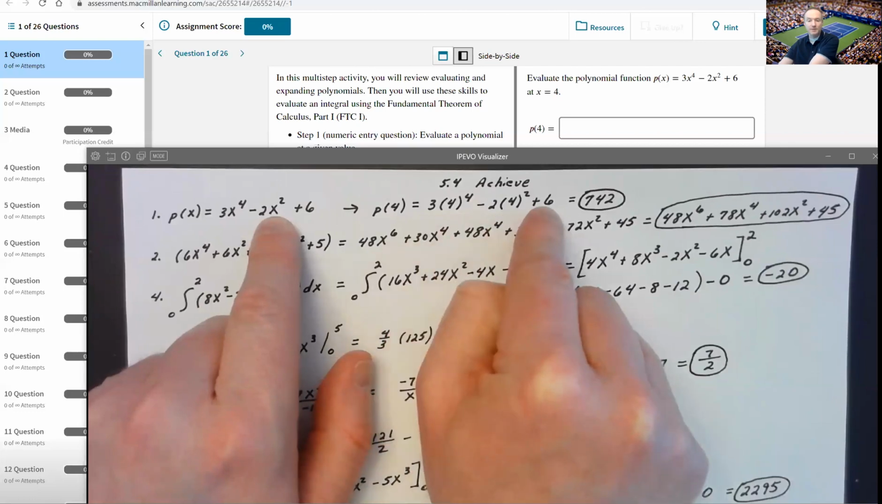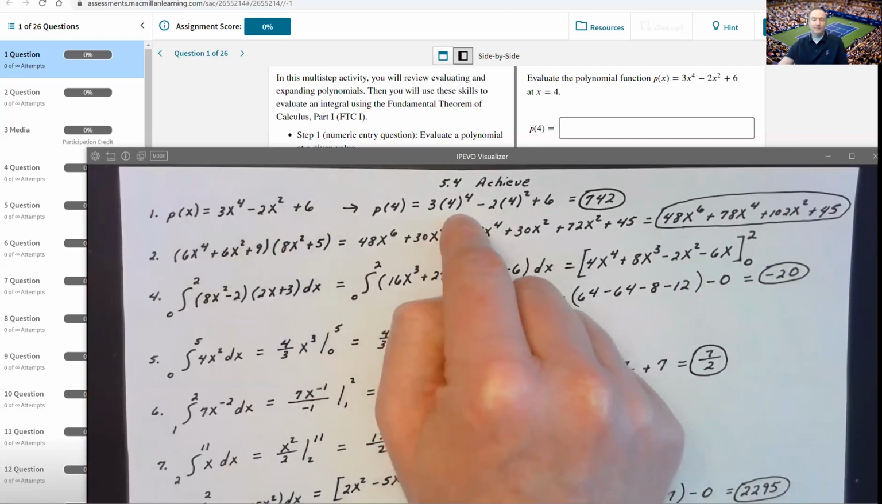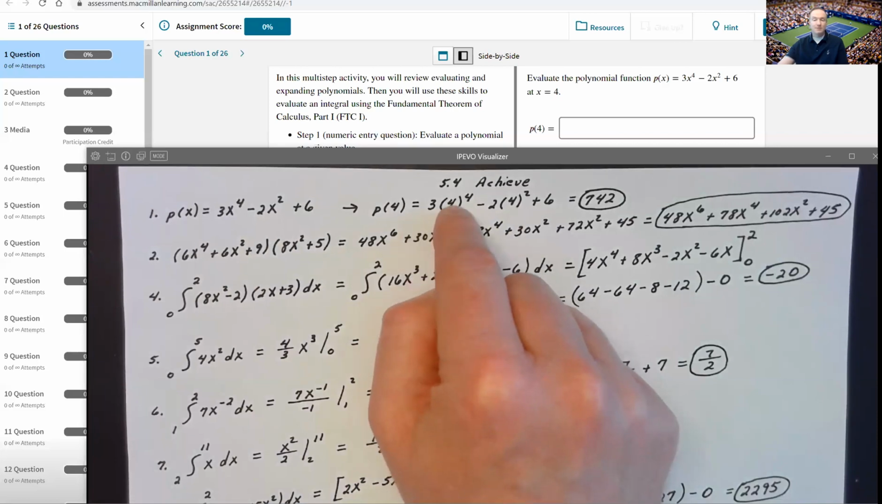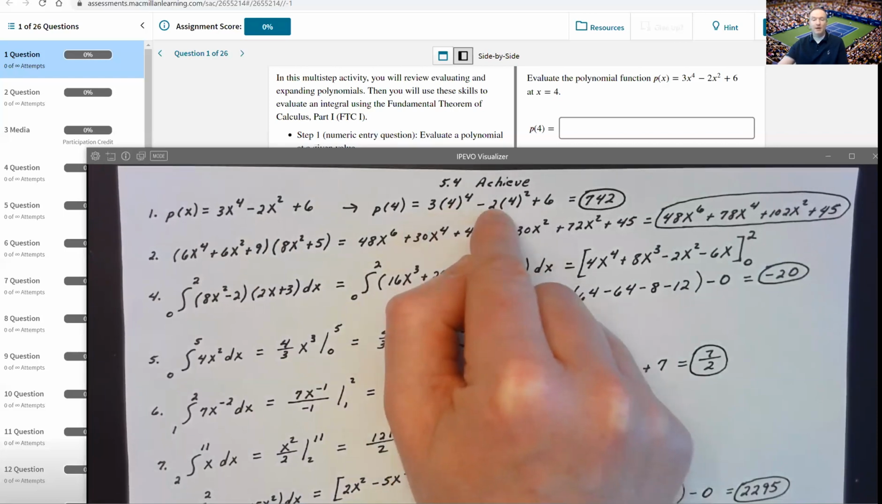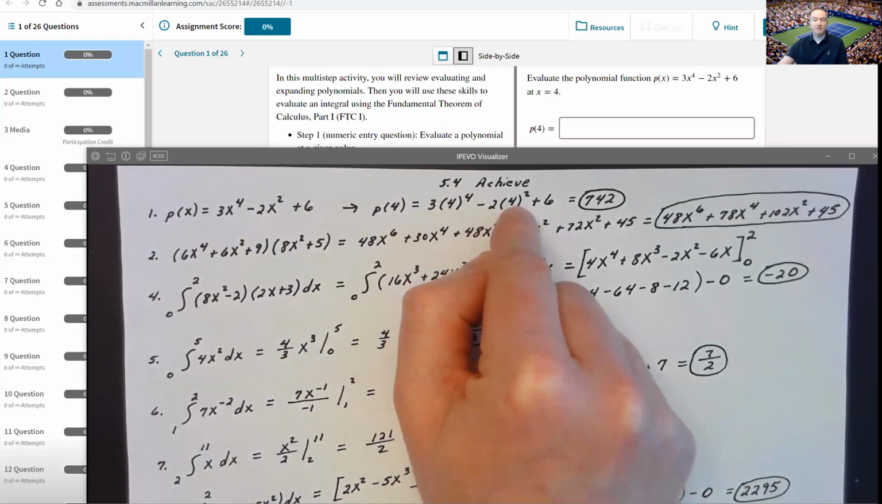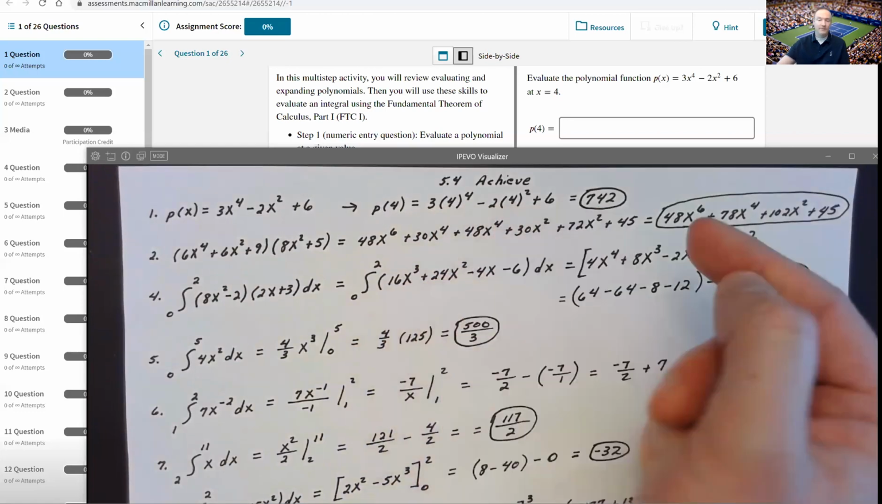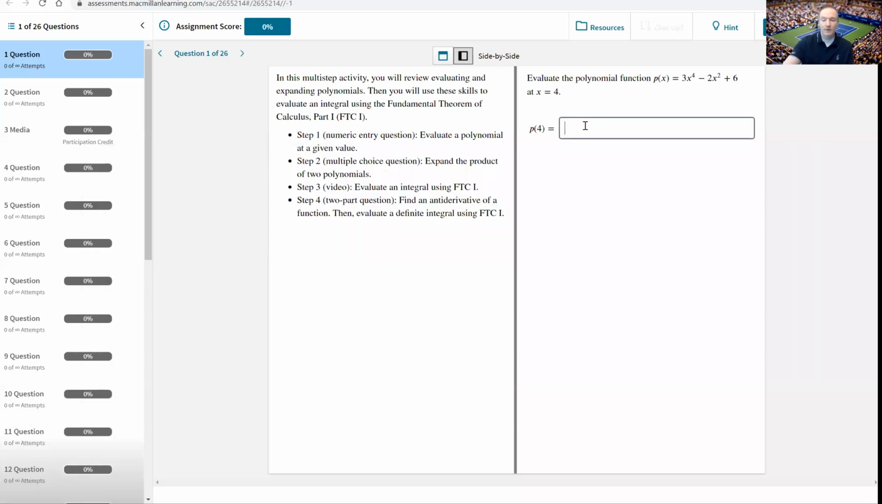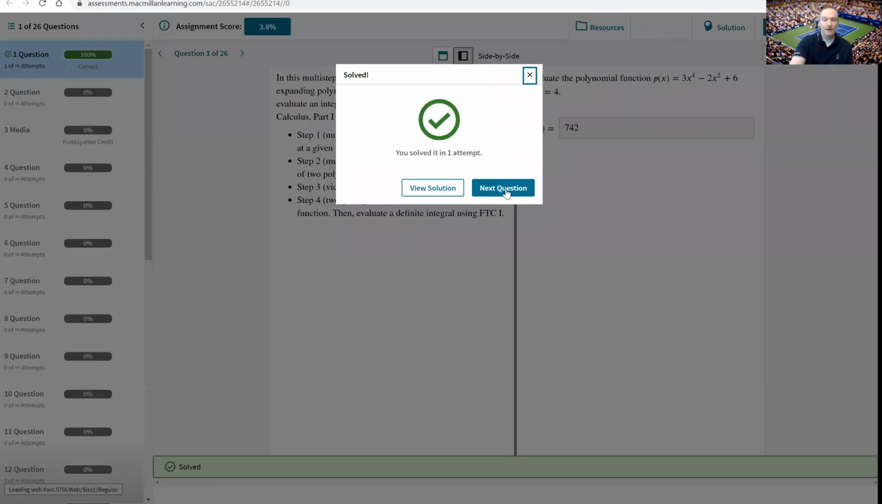I did 4 to the fourth is 256. 3 times 256 would be 768. Then we're subtracting 2 times 16, minus 32, plus 6. Got a final answer of 742. And so when I go in here to Achieve, I go 742, check answer, and of course, correct.